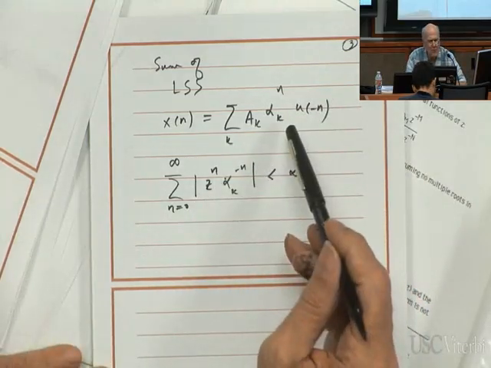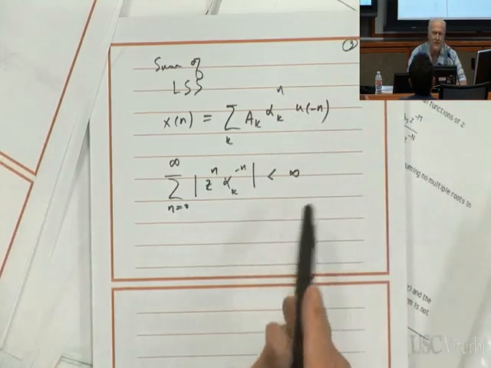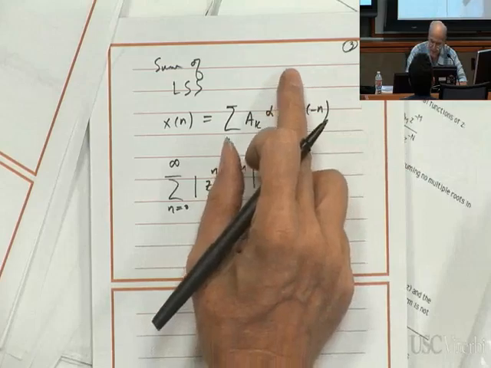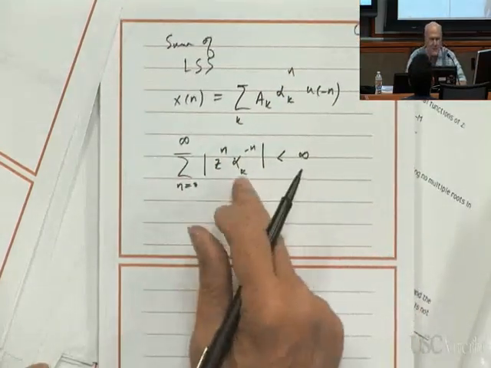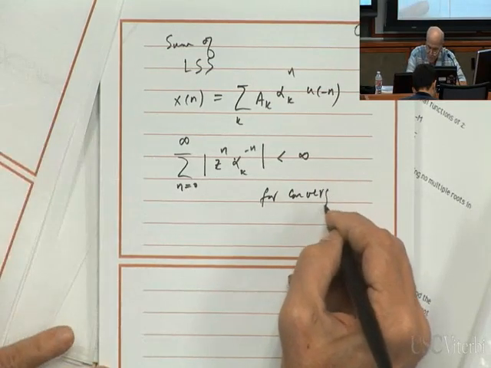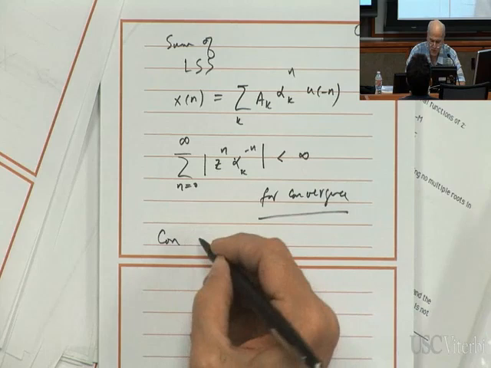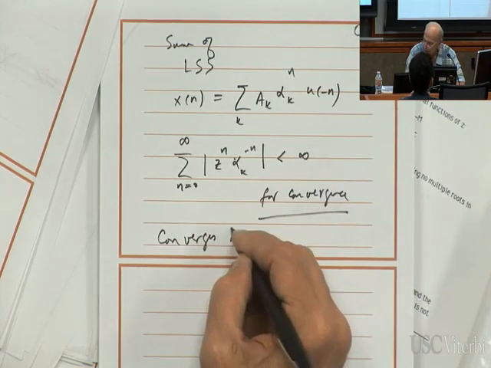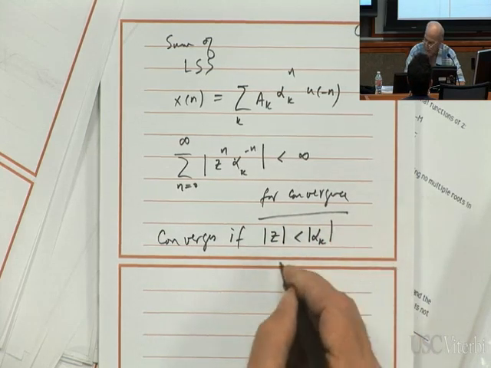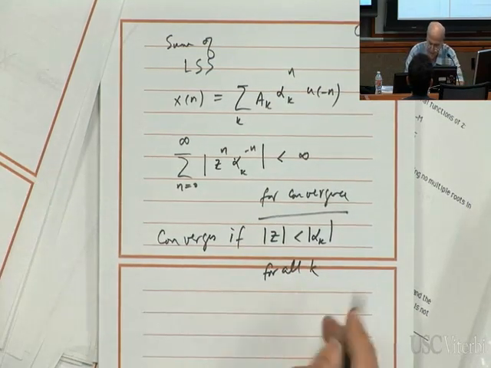You say, well, isn't it from 0 to minus infinity? Yeah, it is, but what I did was I just flipped the sign of the n. So instead of z to the minus n times alpha sub k to the plus n, I flipped the sign of the n. So this is equivalent for the convergence, for left-sided sequences of this form. Okay, so what does that imply? Well, it implies that the z transform converges if the magnitude of z is less than the magnitude of alpha k for all k.